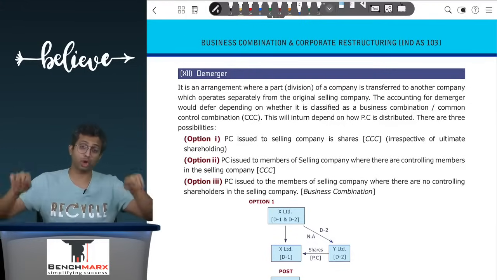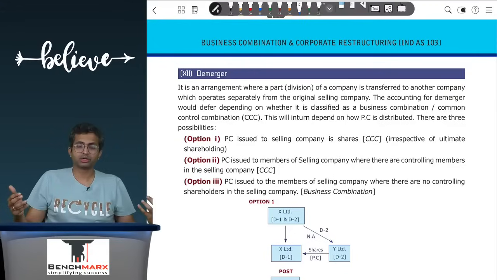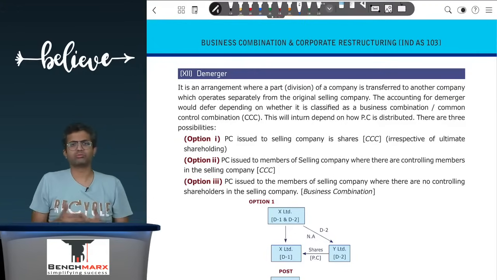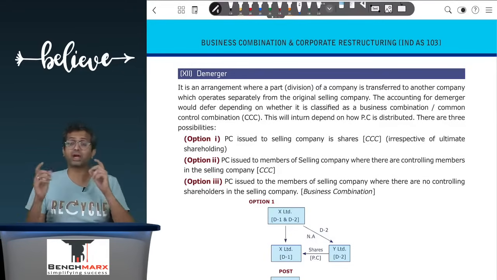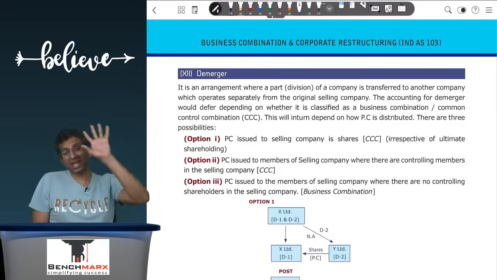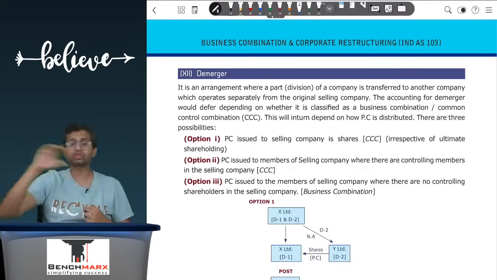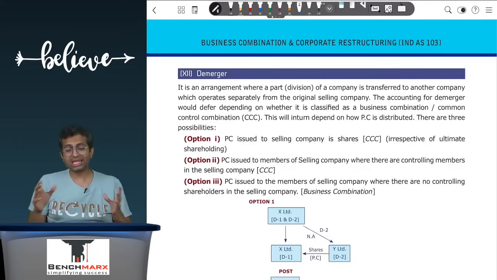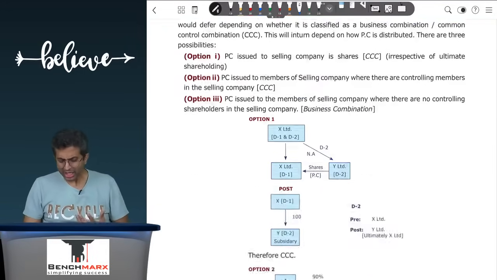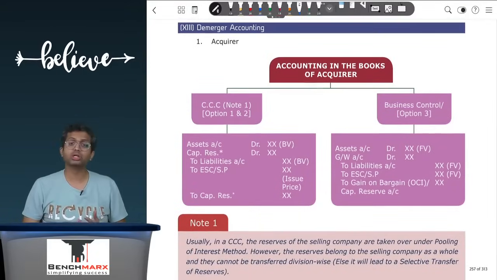Remember, for you to have common control, there has to be control in the first place. There is no control in X by any of the shareholders. Well, there is not even control in Y, and hence division D1 is controlled by X Limited, which is a separate legal entity, and division D2 is controlled by Y Limited, which is also a separate legal entity. There is no common control in either of these cases. Are we clear with this? Okay, so this is about the cases of demerger.